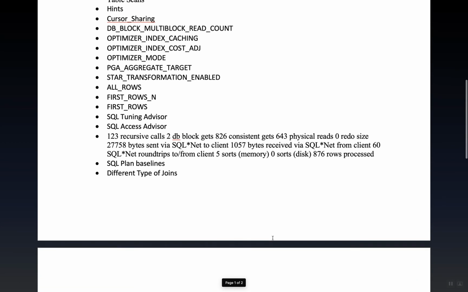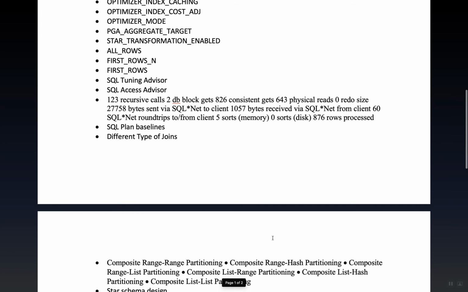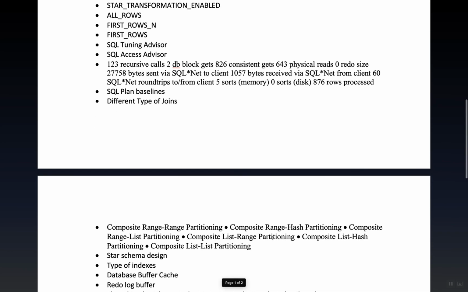So what are the different types of joins? I think it's like a hash join, nested loop joins, and I'm not able to recall.